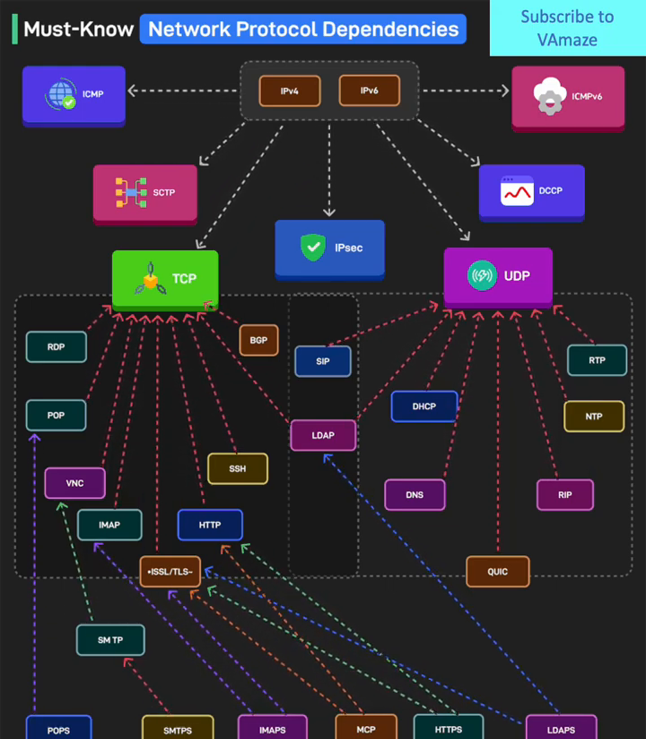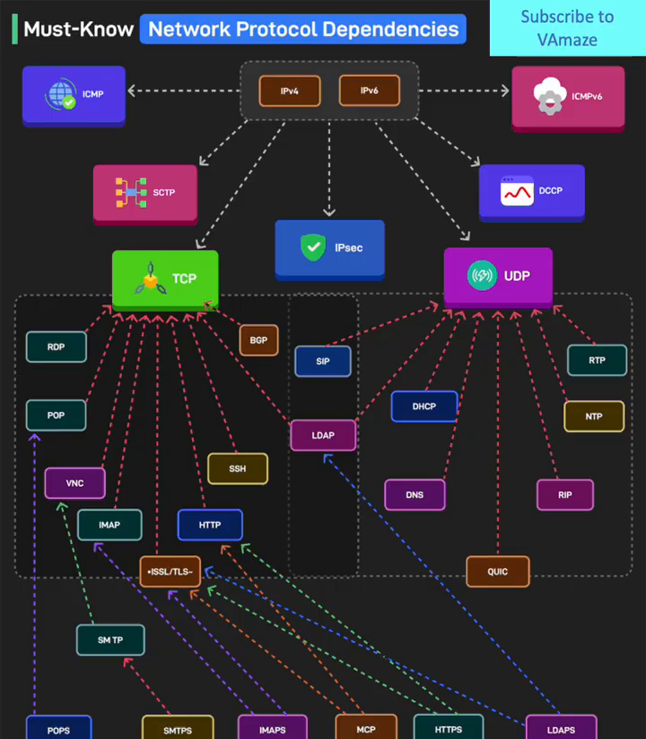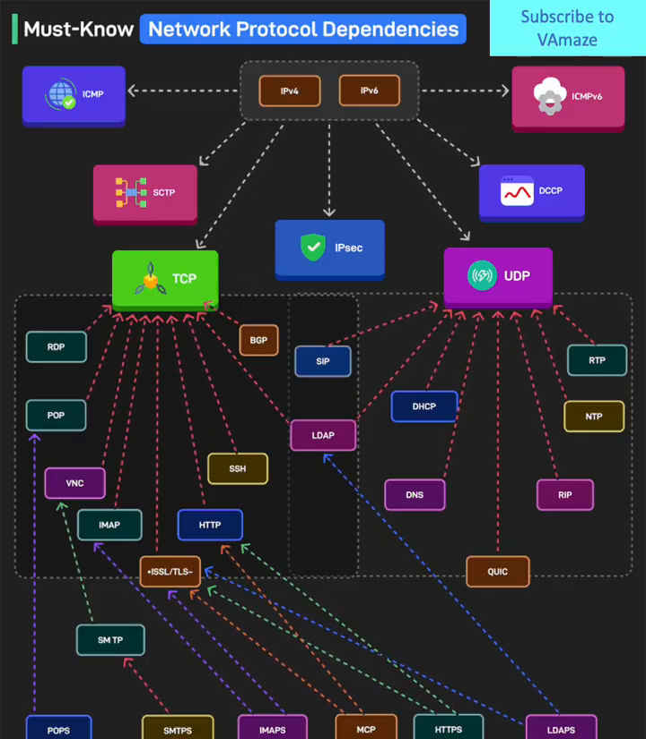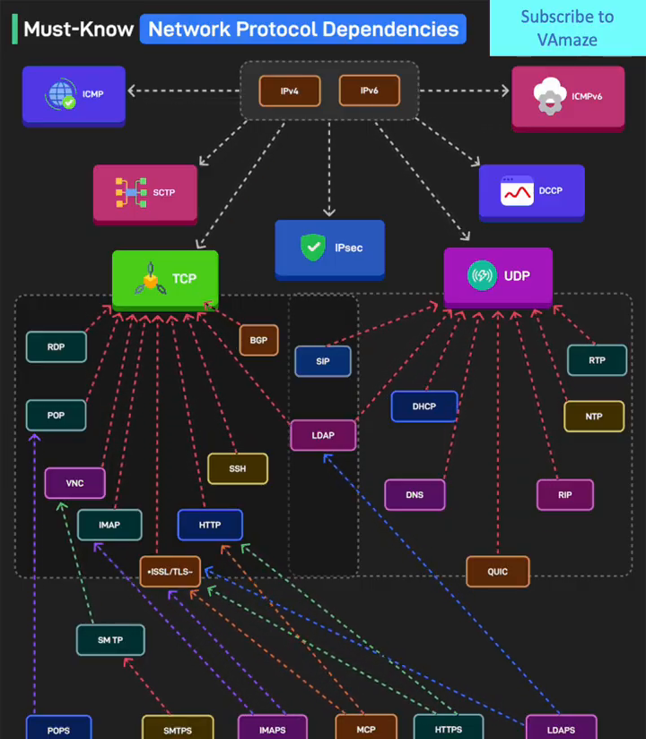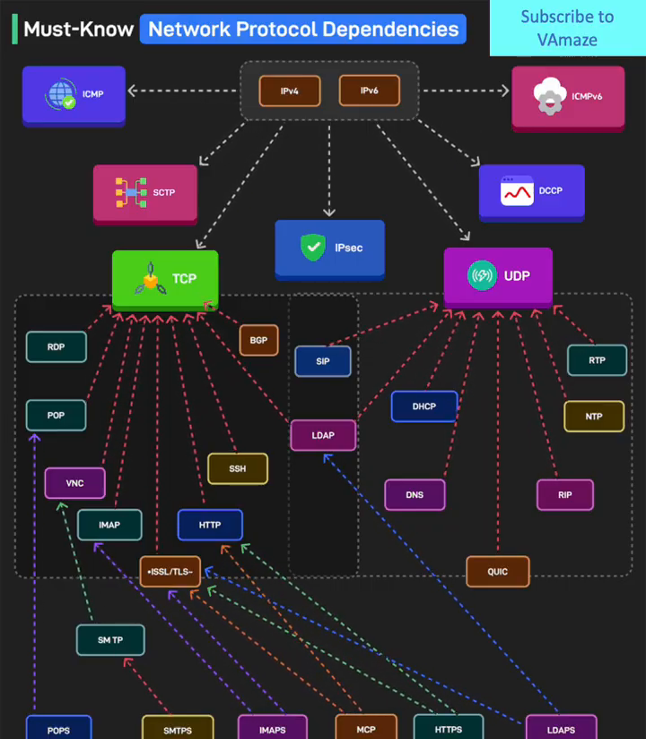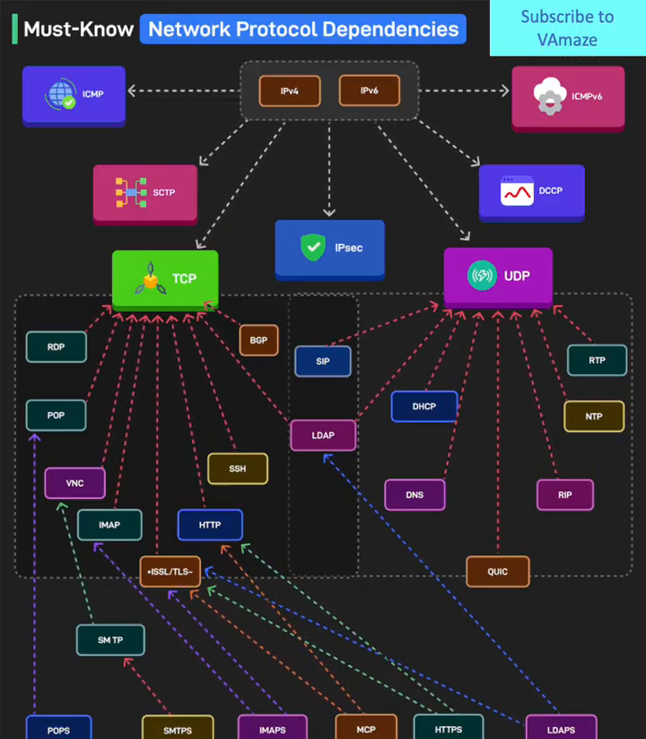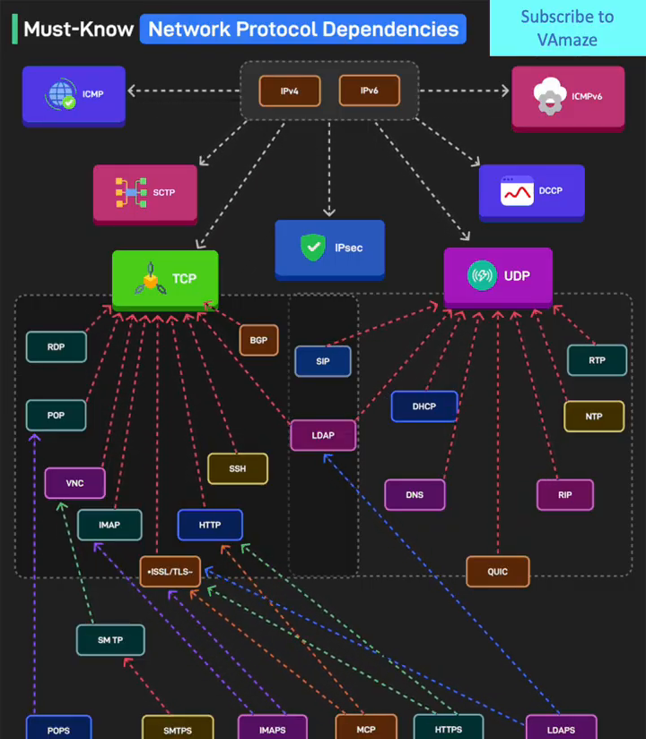On top of UDP, you find time-sensitive and broadcast services like DNS, DHCP, RTP, NTP, RIP, and newer transports like QUIC. Remember, whenever you see a plaintext protocol, HTTP, IMAP, SMTP, LDAP, you can arrow it to its secure TLS-wrapped sibling, HTTPS, IMAPS, SMTPS, LDAPS, via the SSL/TLS box.